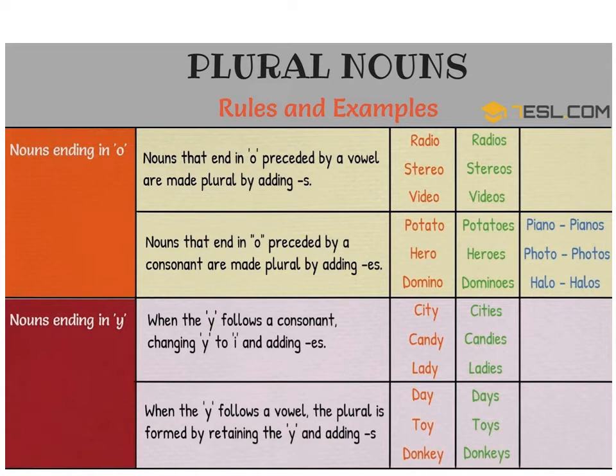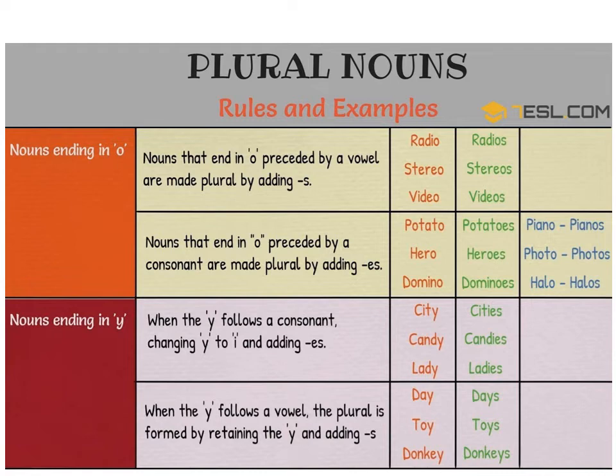The next one is hero. Now we have heroes. Domino, dominoes. But there are some exemptions like piano, we only add S, pianos. Photo, photos. Halo, halos. Okay?